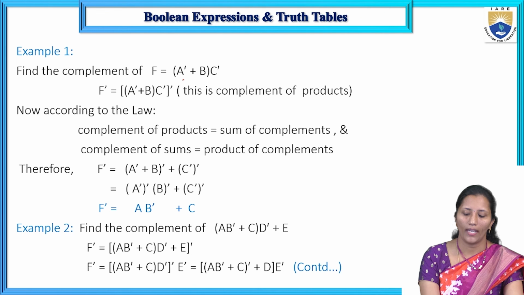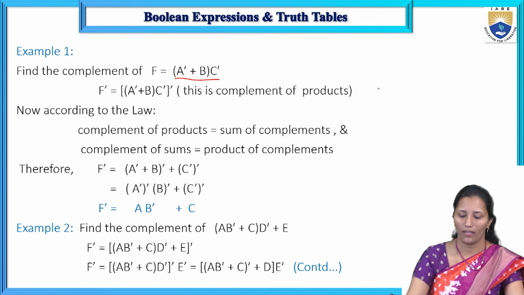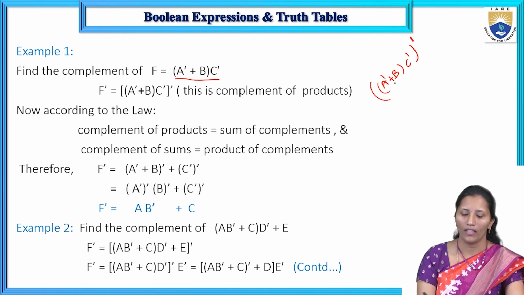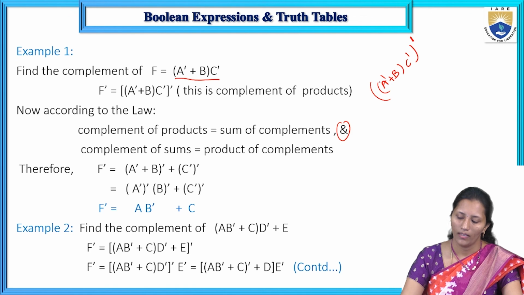So here we have A dash plus B into C whole dash. So we have to perform whole complement of this one. So A bar plus B whole C bar complement. Okay. So here to perform the total complement, we have to use De Morgan's law. Here complement of the products is sum of complements of the individual variables, and we have to perform AND operation. So complement of sum is called product of the complement. So here we are performing total complement. So here C bar is multiplied with this term A bar plus B.